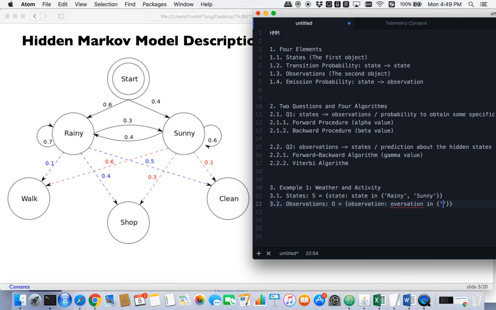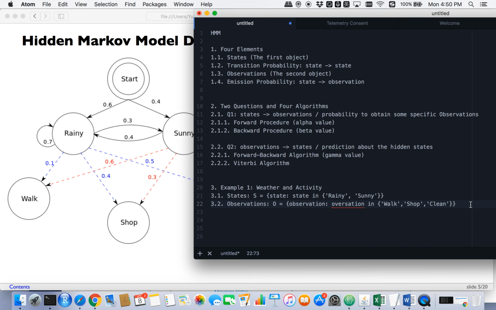How many observations do we have? Walk, or shop, or clean. Okay. Then the third element is the transition probability. The transition probability is the probability between different states or between the same states. So we have four transition probabilities, right?